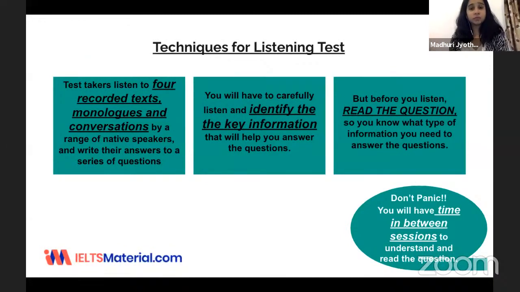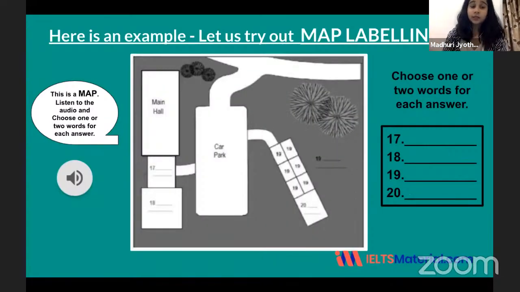Now, you will be given time for each section as well to answer. So that is the first step, and you have to read the questions before you move on. The best option is to not panic, don't rush. Go with the audio, and that should ideally solve your problems. Now today we are going to try and solve a listening map.